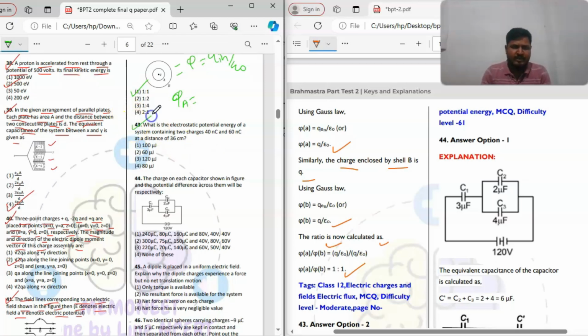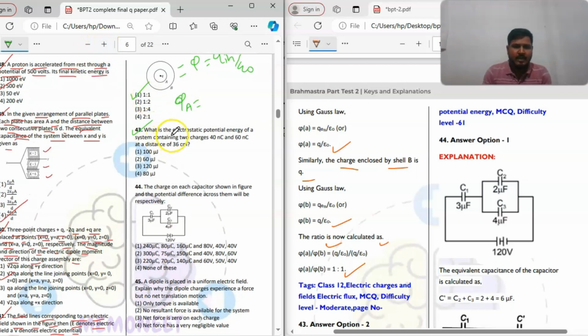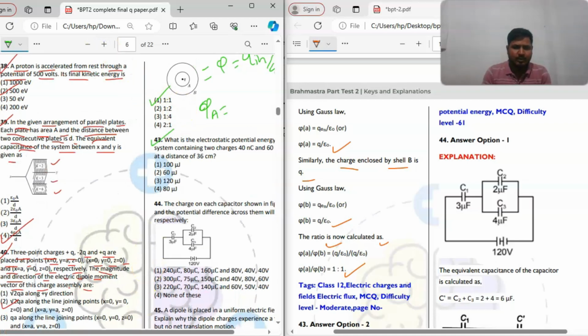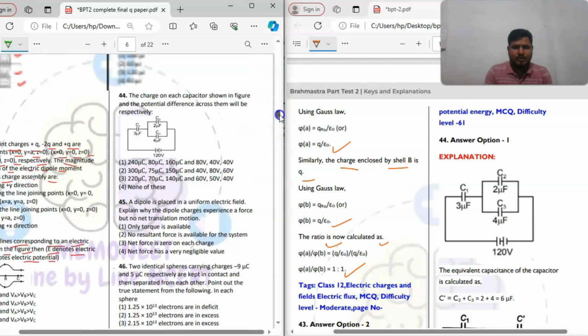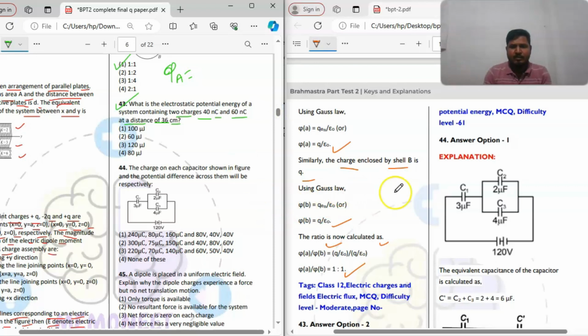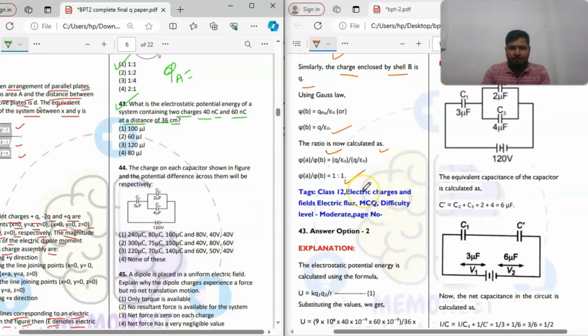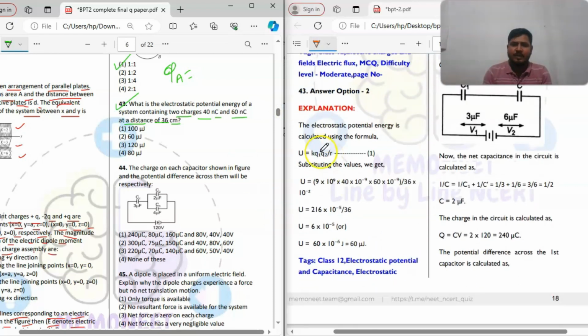That is question number 43. The question is: what is the electrostatic potential energy of a system containing two charges, 40 nanocoulomb and 60 nanocoulomb, at a distance of 30 centimeter? So dear friends, please tell me what is the potential energy of the two charge system. That is U is equal to K Q1 Q2 by R.